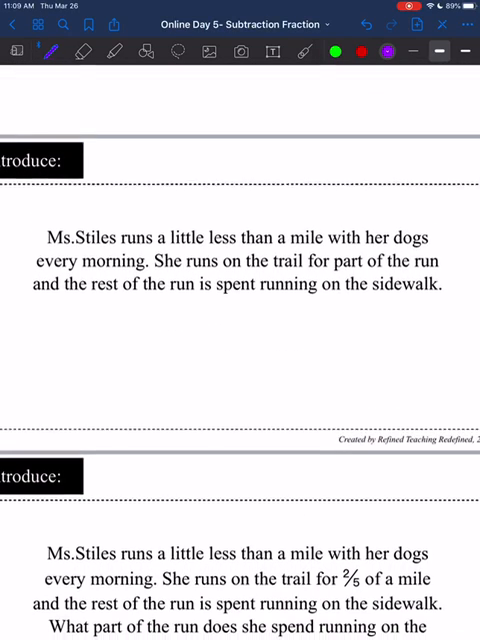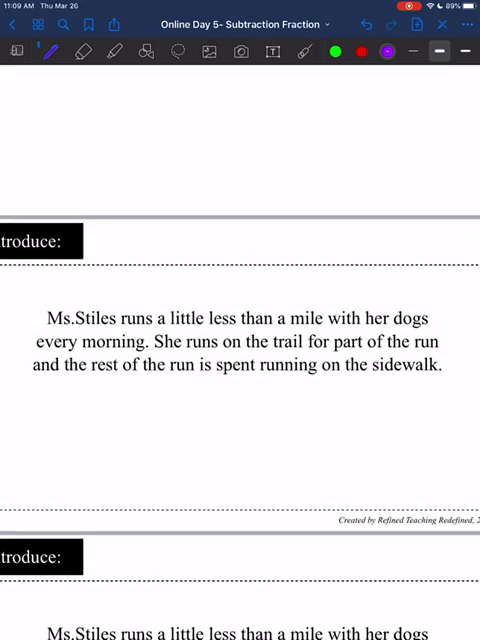The next part states that Miss Styles runs less than a mile with her dogs every morning, and then she runs the trail for part of the run, and the rest of the run is spent running on the sidewalk. So I'm looking at two different things: the part of the run on the trail, and the part of the run on the sidewalk. But still, she's still running less than a mile with her dogs.